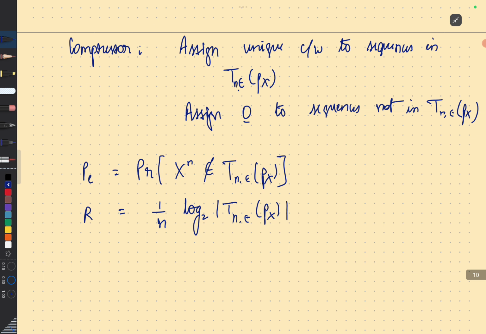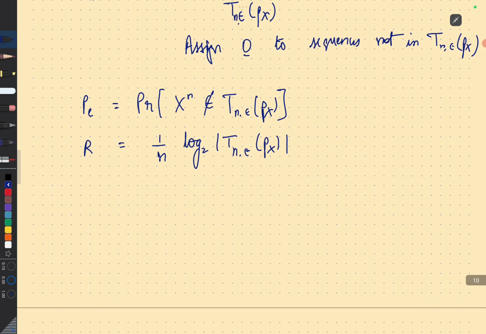Okay, so therefore now we need to do two things. One, we have to find the probability that a random source sequence does not lie in T_n epsilon. The second, we need to bound the size of T_n epsilon. All right. Let's do the easier thing first, which is the probability that X^n is not in T_n epsilon. How would you bound this particular probability?